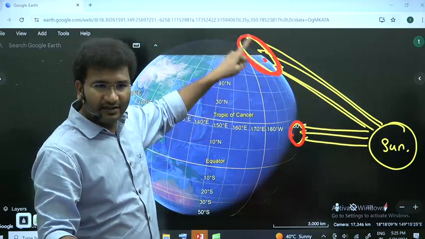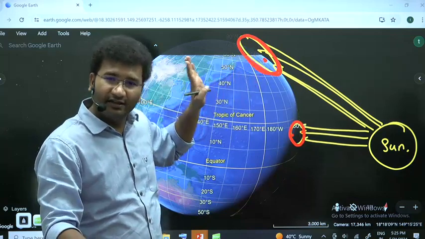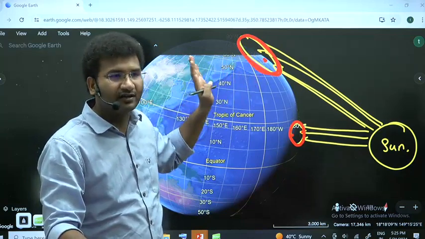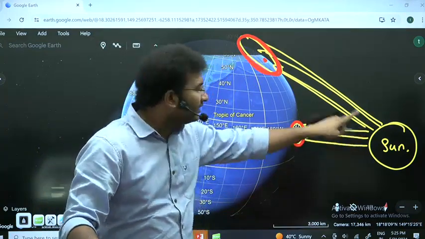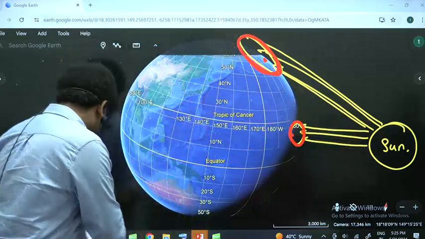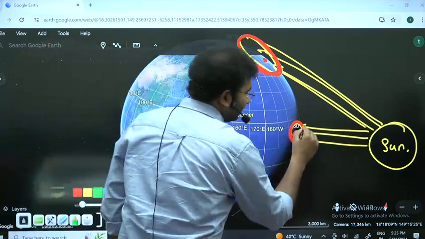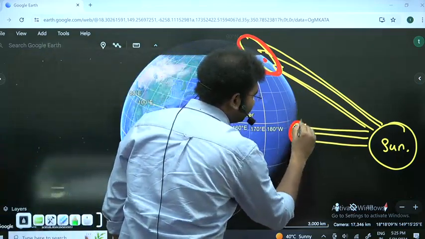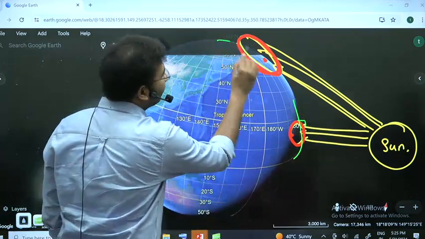That's why in the polar region, the temperatures are not so high. It is primarily because of the angle of incidence of the sun's rays; they are falling slantingly. Look at this angle here. What is the angle which is made? Near 90 degrees, right? But look at the angle.